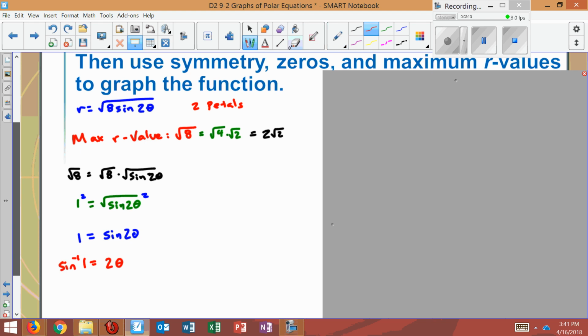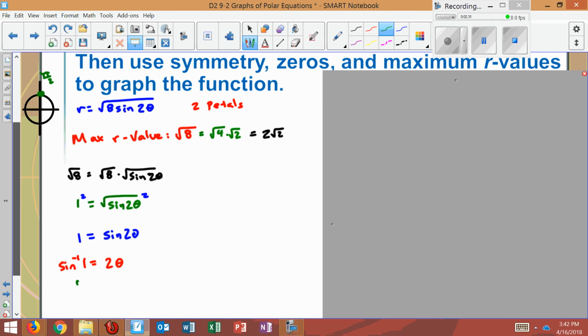So here, let me get a unit circle up. On a unit circle, we want to know where the y value, because sine is y, where is y equal to positive 1? It's this spot right there. And this is pi over 2.